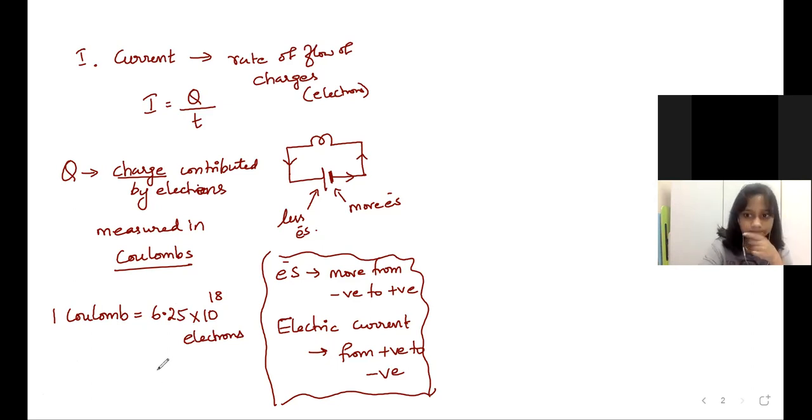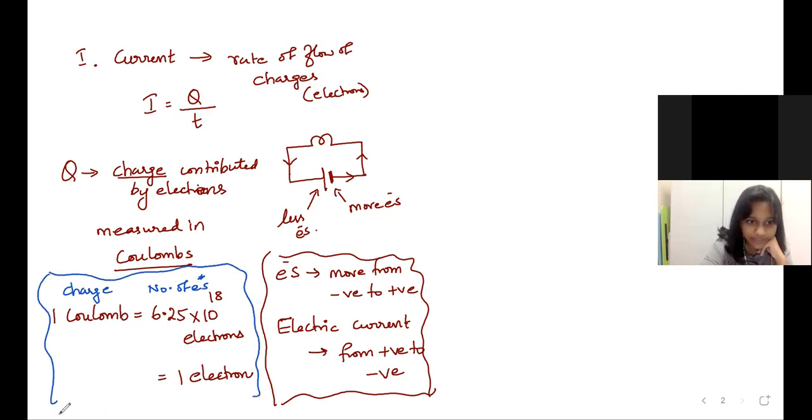Then what will be the charge of 1 electron? Negative something. Let me think. Charge of electron. What is the charge of 1 electron in terms of coulomb? 1 coulomb is equal to this many electrons. It is 1 divided by 6.25 into 10 power 18.